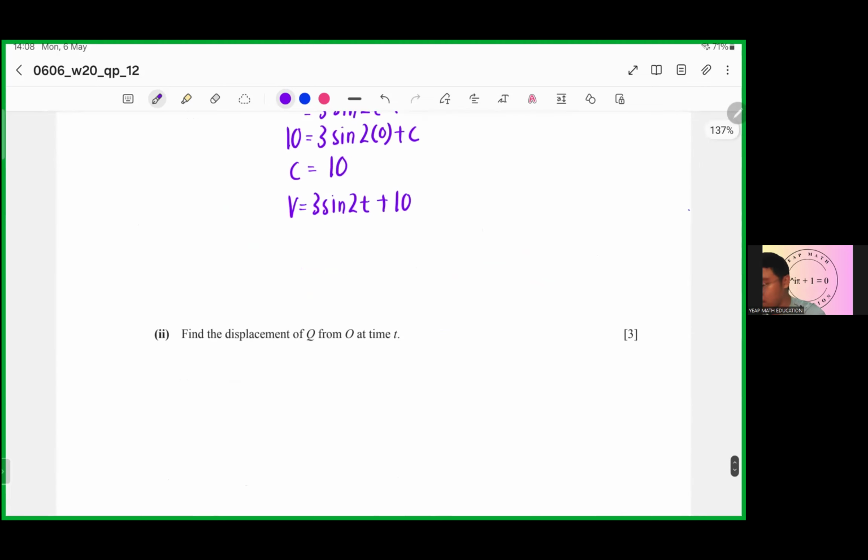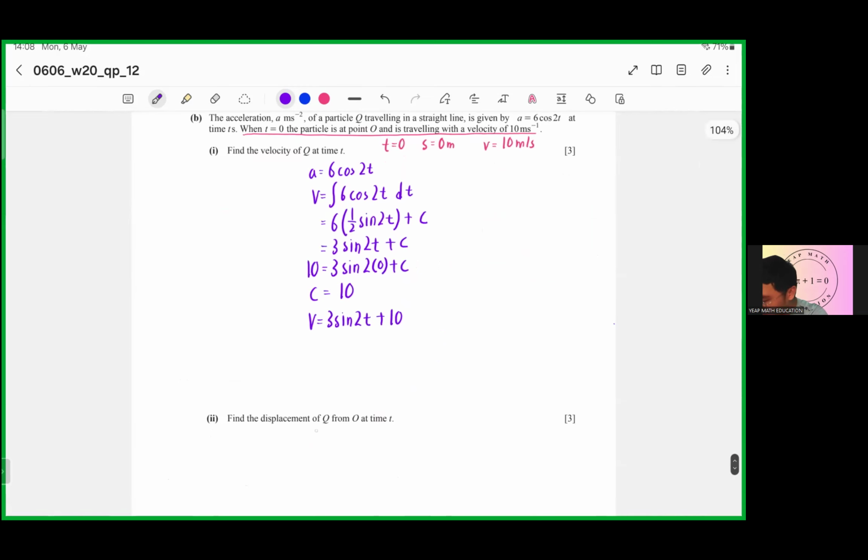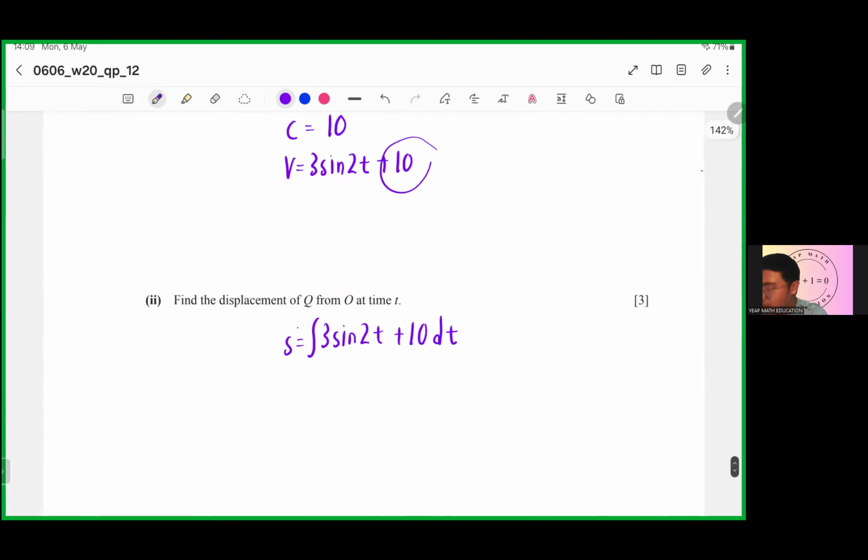Now we look at part 2. Find the displacement of Q from O at time t. So we take this equation and integrate again. Displacement is the integral of 3 sine 2t plus 10 dt. Make sure I don't get it wrong, because if you get this part wrong for part 2, you may not get full marks.